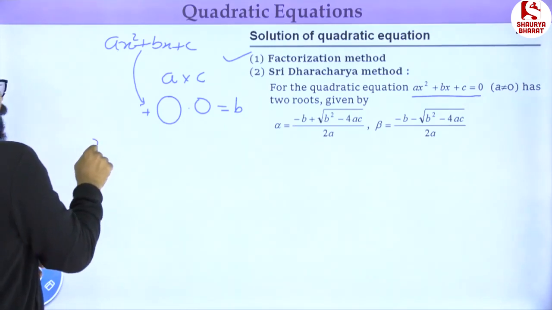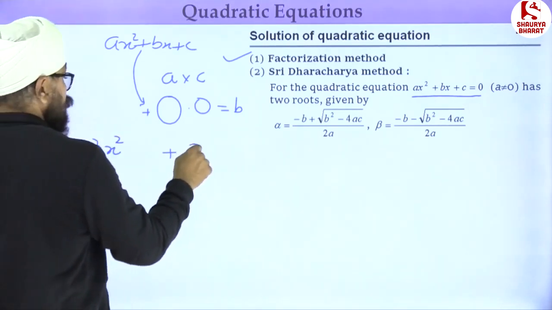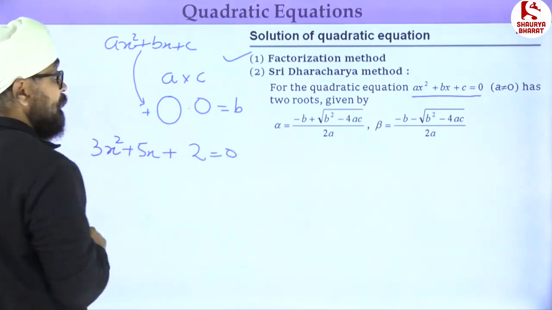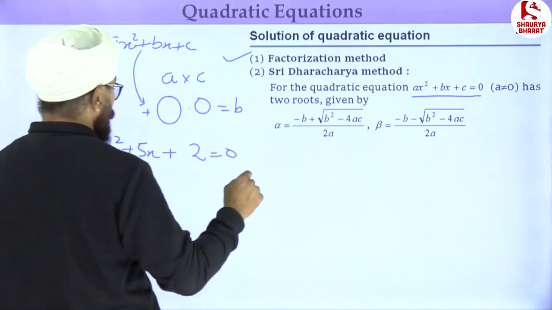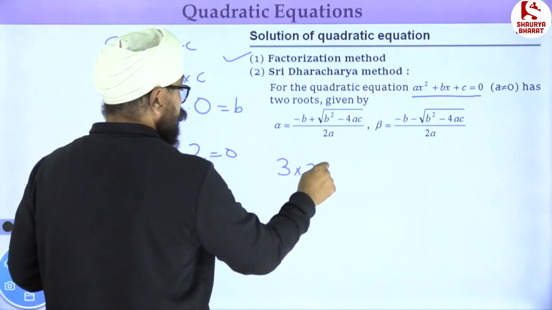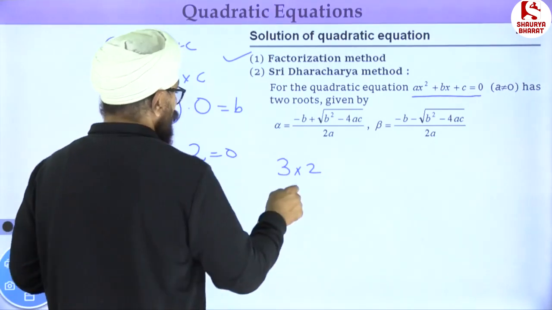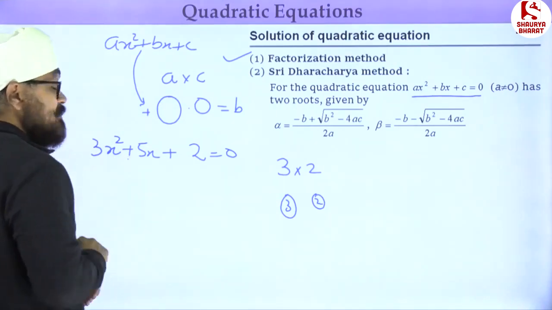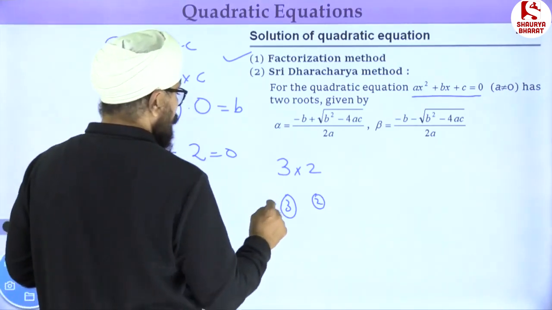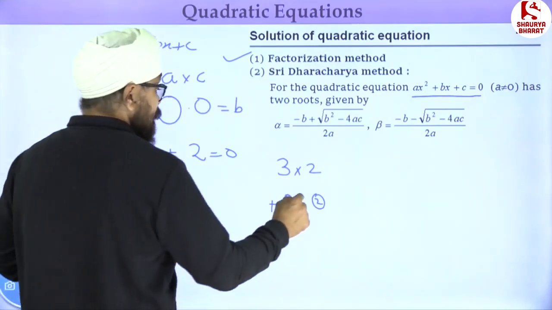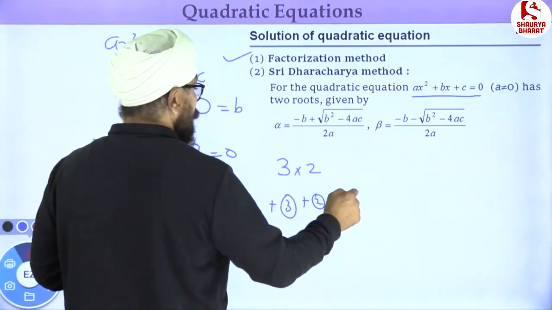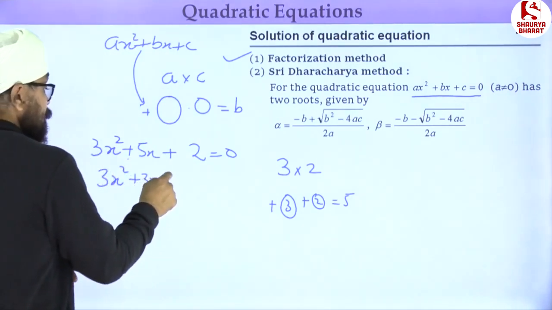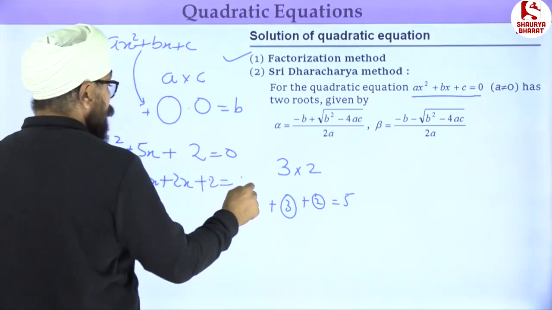Say for example, if I am having 3x square plus 5x plus 2. If this is a quadratic equation, then we will go for this 3 into 2. We are having the product as 6, so one part is 3 and the other part is 2. One is a bigger one. Then this sign is of the bigger value, means plus, and now we know that we have to add them. This will also be plus, so that the result that I am going to get is 5. So this is 3x square plus 3x plus 2x plus 2 is equal to 0.